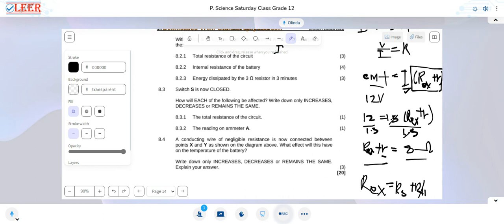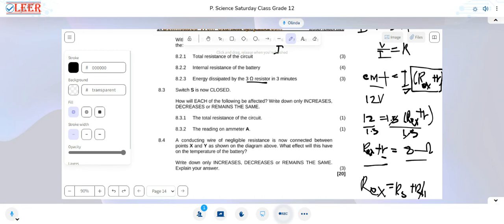Okay, cool. So now we're going to do 8.2.3. It says calculate the energy dissipated by the 3 ohm resistor in 3 minutes. What does the word dissipated mean? I think it's quite important that you search these things and understand what these words mean. The word dissipated is a physical process by which energy becomes not only unavailable but irrecoverable in any form. It's a term that is often used to describe energy that is wasted.